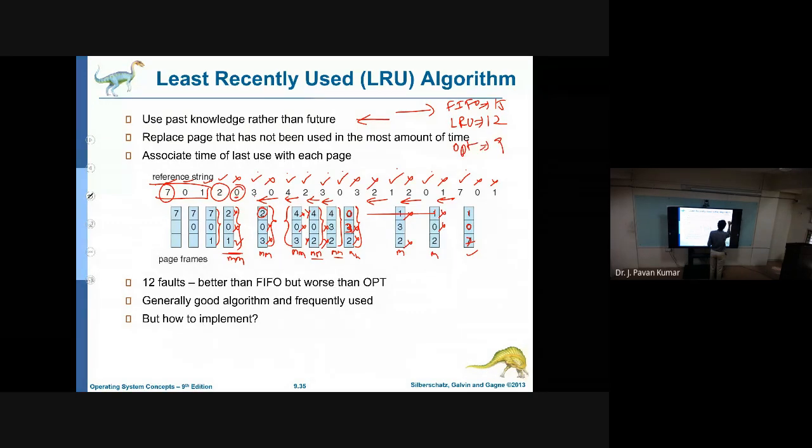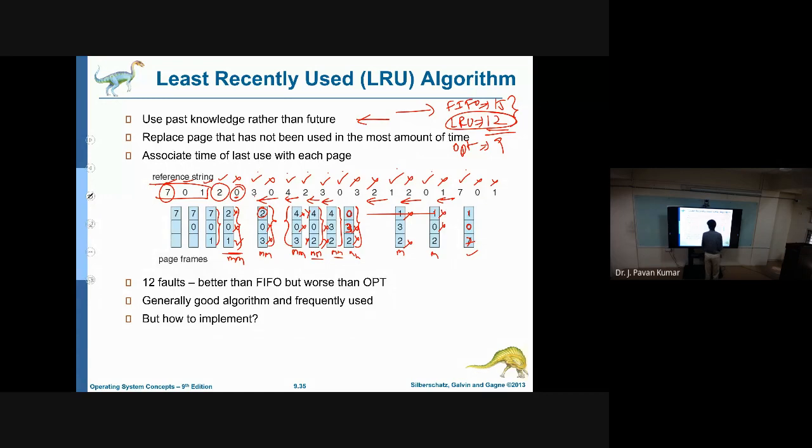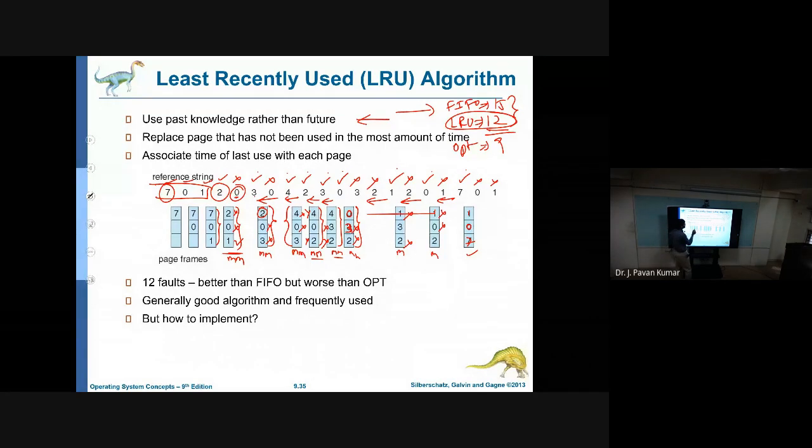Okay, so now if you consider out of these two, it is nearer to the optimal, so we will be using least recently used for most of the times. Okay, like this you can observe which page replacement algorithm is efficient. Okay, in general we will be using least recently used in most of the operating systems to replace the pages.